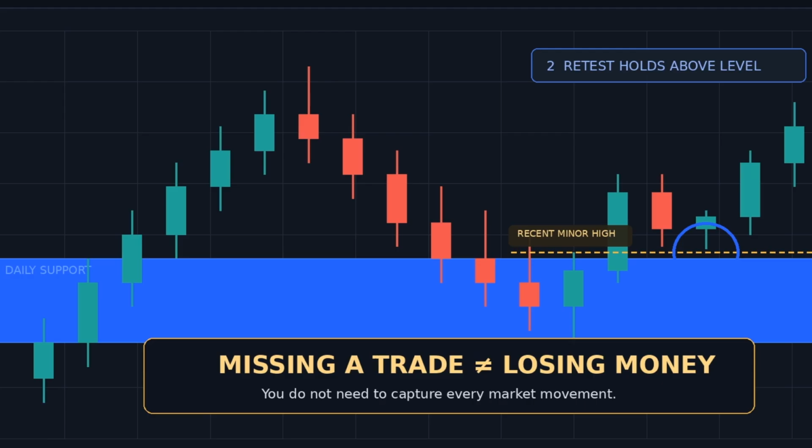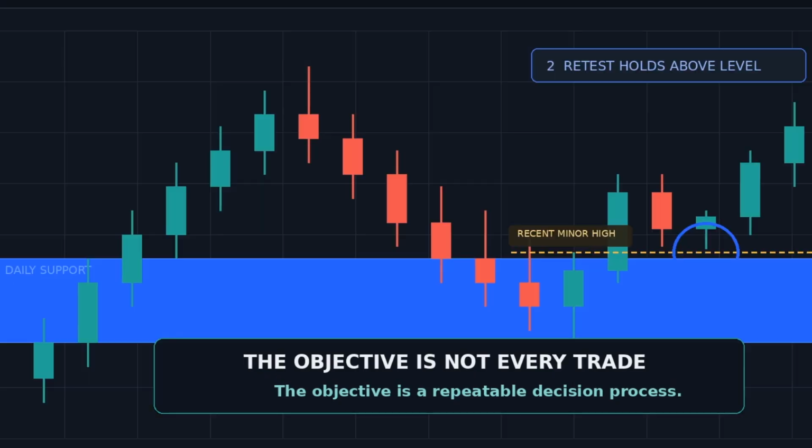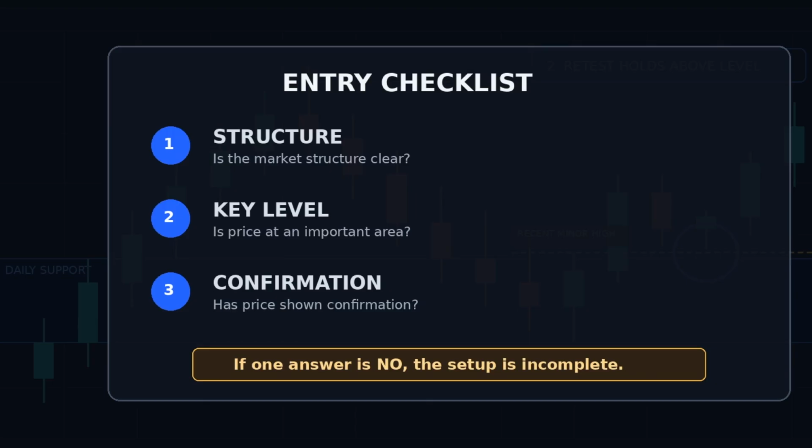Beginners frequently believe they must capture every market movement. They do not. The objective is simple: follow a repeatable decision process. Before considering an entry, ask: is the market structure clear? Is price located at an important area? And has price shown confirmation? If the answer to one of these questions is no, the setup is incomplete.